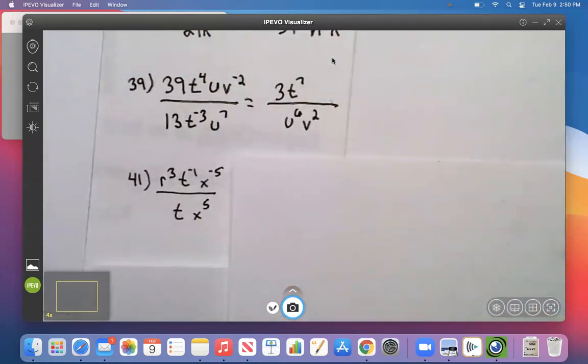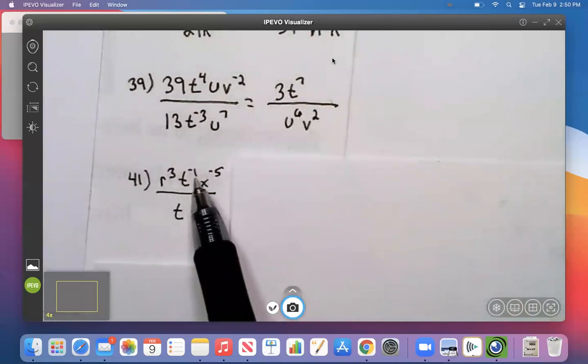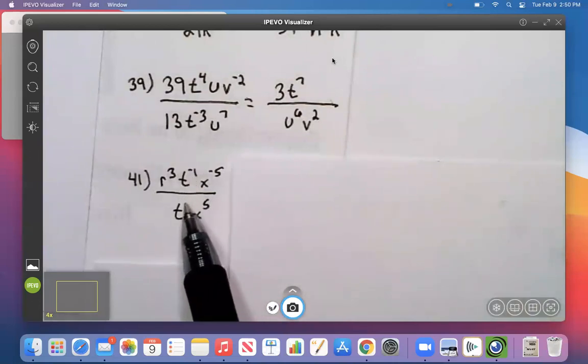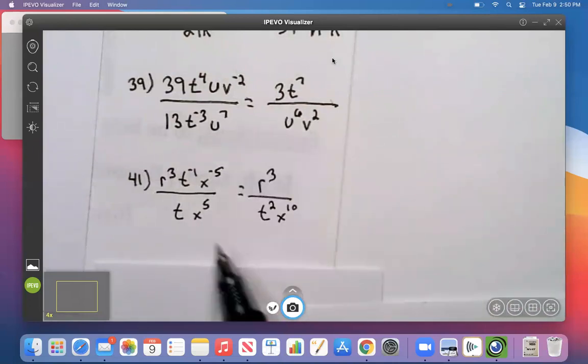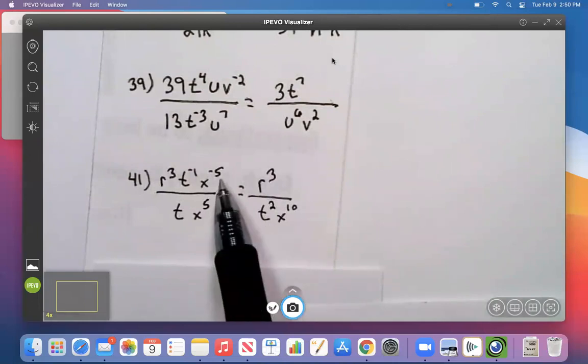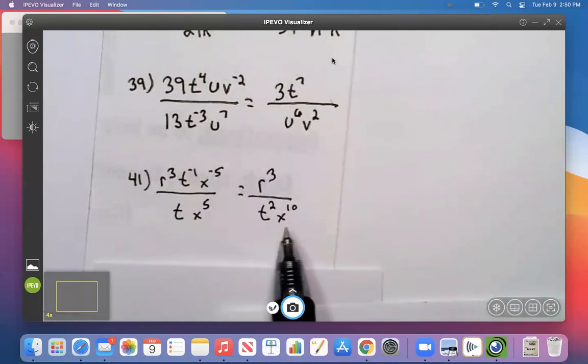Try number 41. On 41, I leave the r alone. I'm going to take this -t, move it to the bottom, and this -5, move it to the bottom. When I add this -1 to the one that was already there, I get 2 t's on bottom. When I add this -5 to the 5 that was already there, I get 10 on the bottom. Your answer is r cubed over t squared x to the 10th.